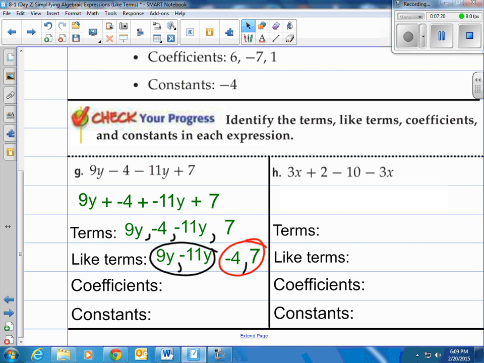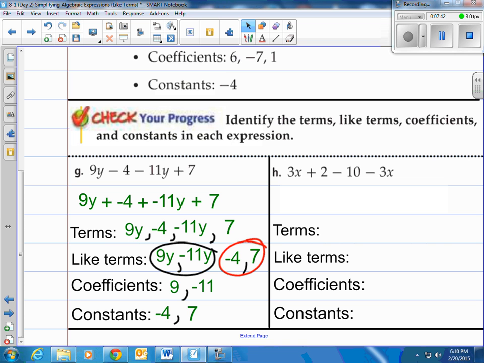How about coefficients? What are the coefficients? The numbers in front of the letters. So we've got a 9 right here, and we also have a -11. All right, so those are the coefficients. And then how about the constants? Any numbers just by themselves, and of course those are the -4 and the 7. So notice they can be more than one thing.